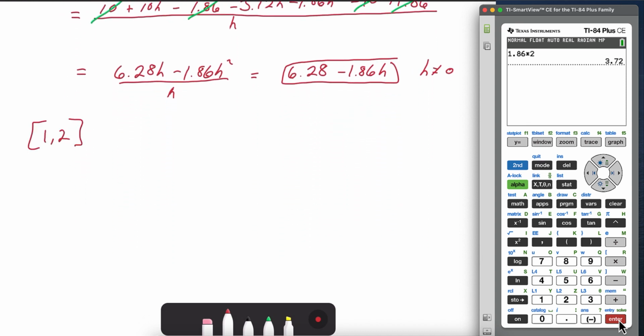So in our first time interval, 1 to 2 seconds, h is 2 minus 1, or 1 second. So average velocity is 6.28 minus 1.86 times 1, our h value. That gives us 4.42 meters per second.